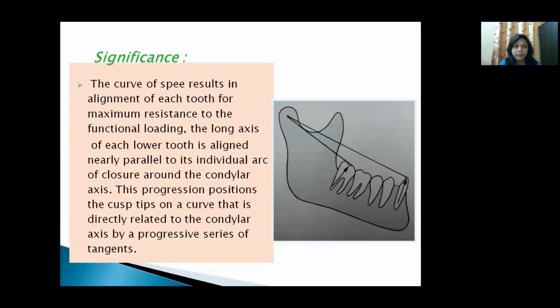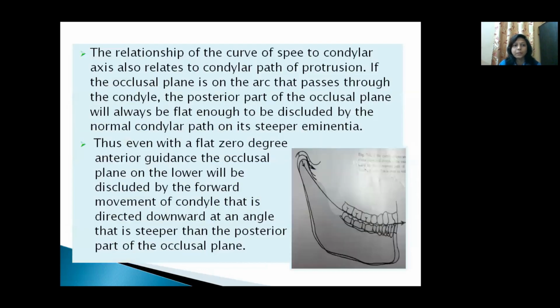Then the relationship of the curve of Spee to the condylar axis also relates to the condylar path of protrusion. The occlusal plane is on the arc that passes through the condyle. The posterior part of the occlusal plane will always be flat enough to be discluded by the normal condylar path on its steeper eminentia. Thus, even with a flat 0-degree anterior guidance, the occlusal plane on the lower will be discluded by the forward movement of the condyle that is directed downward at an angle that is steeper than the posterior part of the occlusal plane.